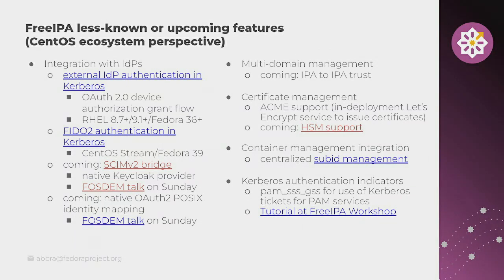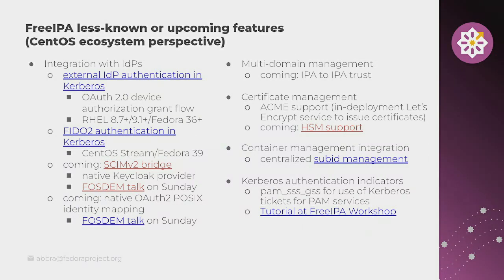We have guys doing Podman and OpenShift, and we are working on making the sub-ID management centralized, so that if you have IPA and you have all the, let's say, Podman machines enrolled in IPA, they all can have the same view on how subordinate IDs for users are allocated, so that they can log into any of those machines and still have the same mapping for their images and their containers that they run there.